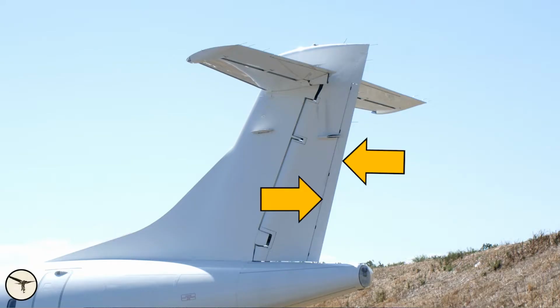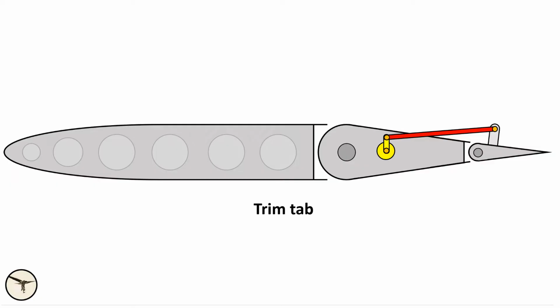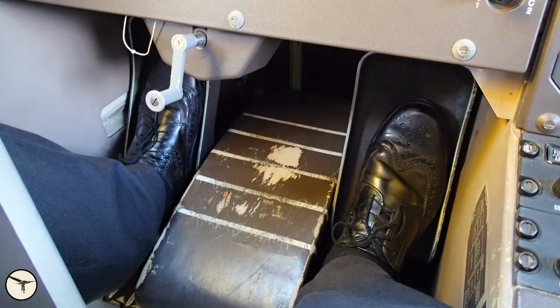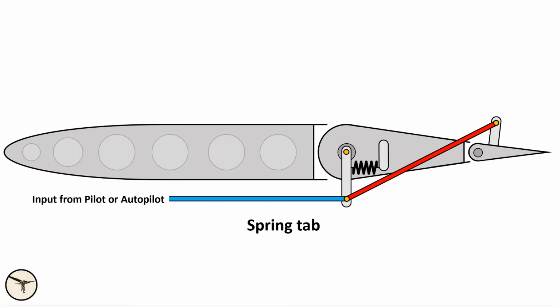The rudder has a spring tab, which is very different from the trim tab used on elevators. A trim tab is adjusted by the pilot or the autopilot and creates an aerodynamic force that holds the elevator in a certain position. The rudder pedals are attached to the rudder and the spring tab.